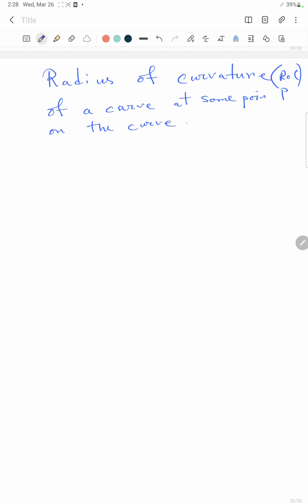And most of the times we have a very big formula for this radius of curvature. We want to memorize that formula for exam purposes. But the main thing is that if you know the concept lying behind this radius of curvature of a curve, then you don't need to memorize that big formula. You can easily derive that formula in 2 to 3 minutes. So let us see what is the major concept behind this radius of curvature of a curve at a point.